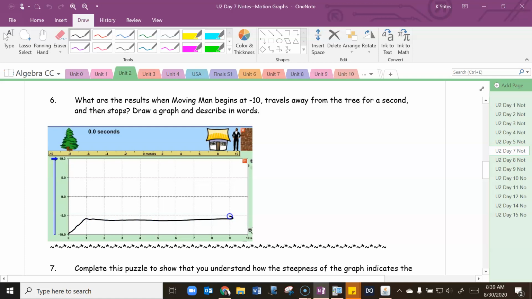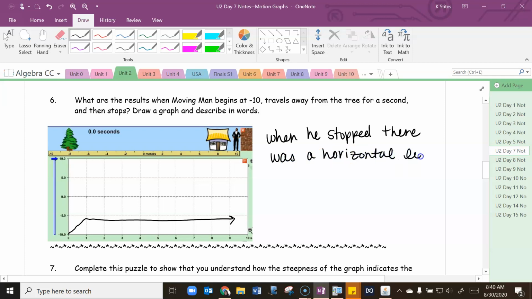Again, I don't know why that crash noise happened. So we're just going to say when he stopped, there was a horizontal line. Maybe you didn't hear that crash sound. Maybe it was just something on my end. But again, we call it a horizontal line, not a straight line. And this is a horizontal line because time is continuing, but his distance isn't changing at all.